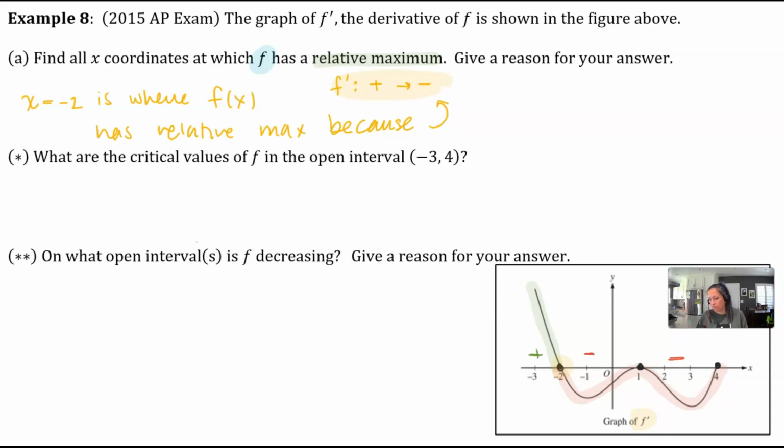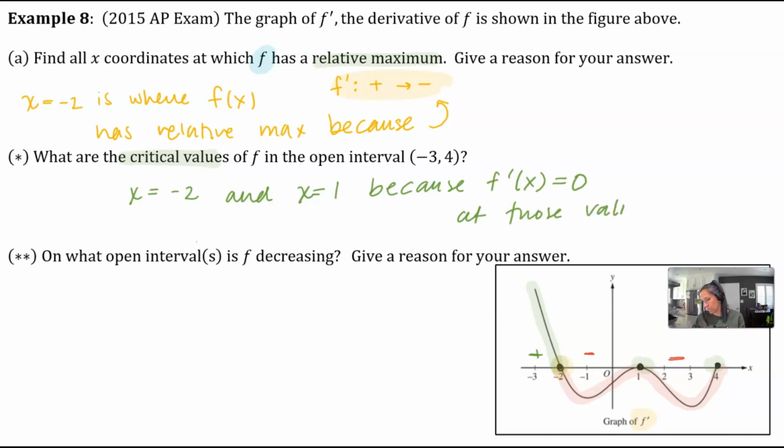What are the critical values of f? So we've been playing around with our critical values a bunch on that open interval. Well, our critical values are anytime we're 0 or undefined. So the endpoint doesn't really count if we're using the open interval because 4 is not included with that parenthesis, but we'd have critical values at x is equal to -2 and x is equal to 1. If you wanted to write down a reason, because f prime of x is equal to 0, which is how we defined our critical values, right?